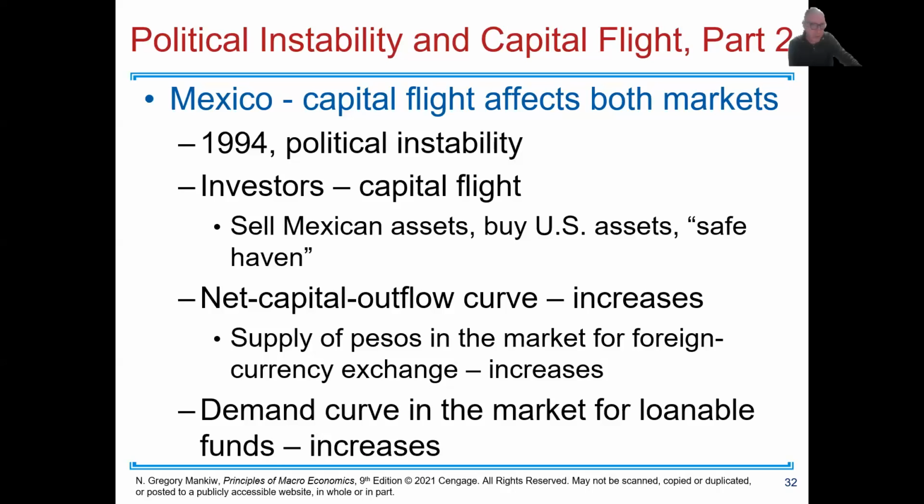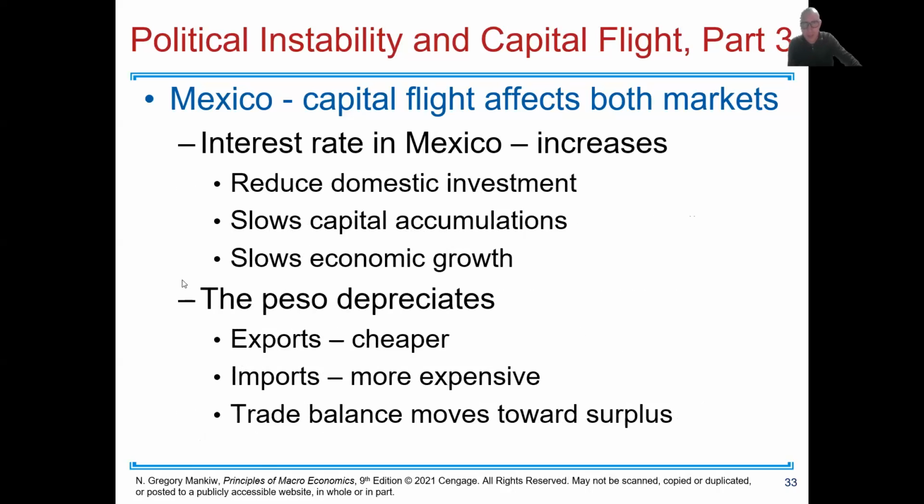Net capital outflow curve increases at times of political instability, and the supply of that dollar in that country increases, because less of it's being used for foreign investment. And the demand curve for loanable funds also increases. At that time in Mexico, the interest rate dramatically increased at times of instability. It reduced domestic and foreign investment. It slowed down the capital growth, which in turn, of course, slowed down domestic growth.